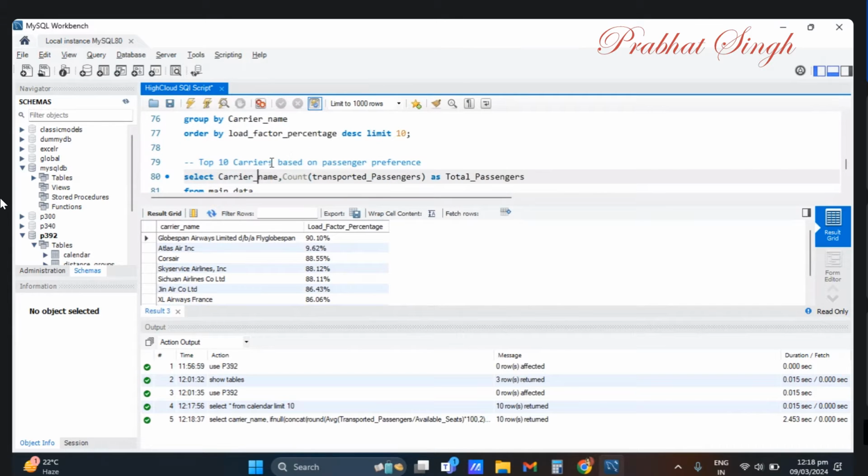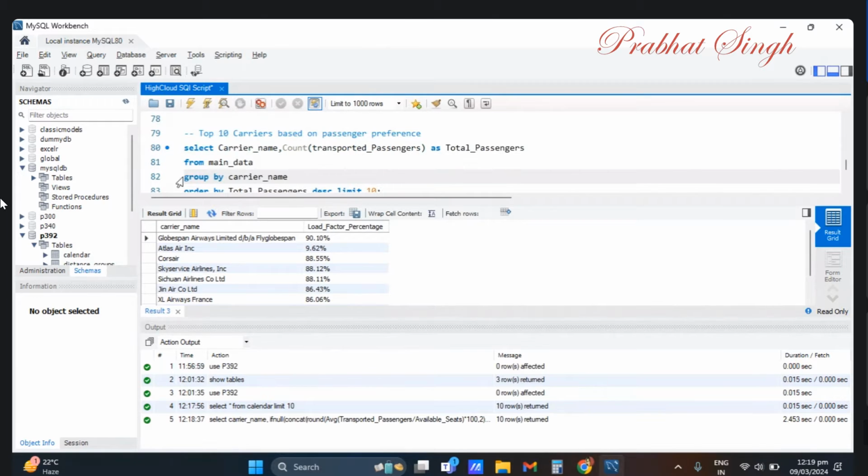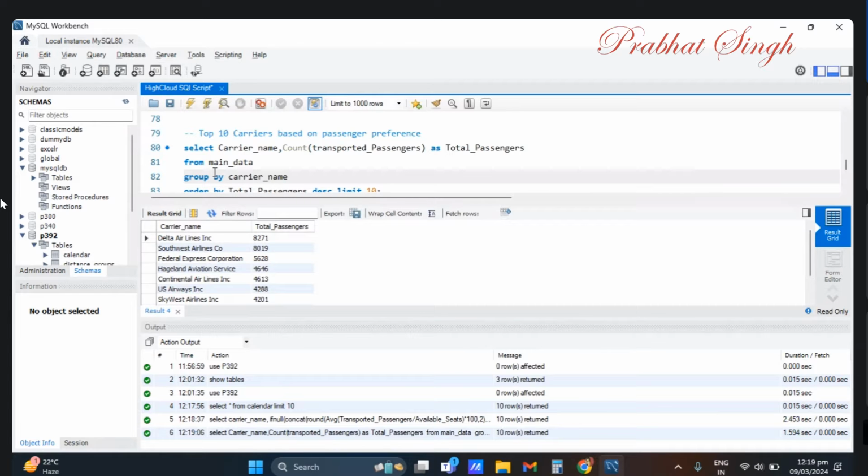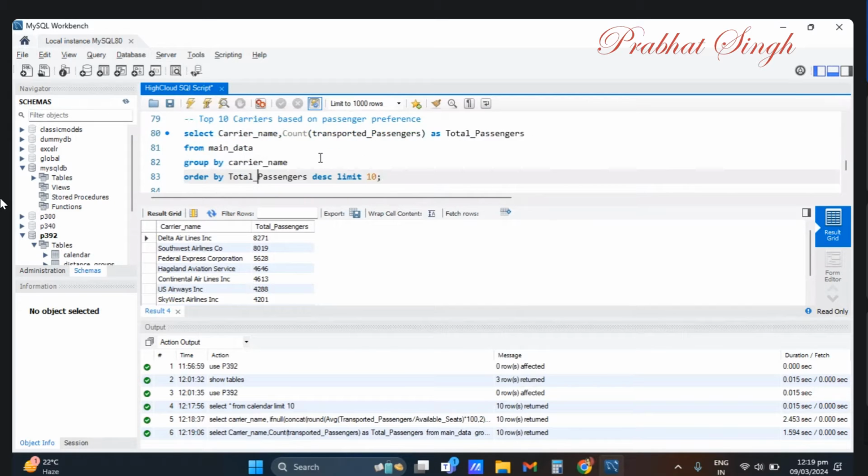And the next KPI is all about the top 10 carriers based on passenger preference. So we have used here the count formula with the help of transported passengers. So we can check here with the use of carrier name how many passengers there are for each carrier. Like for US Airway, there are 4,288 passengers. So we can check with the help of their names.